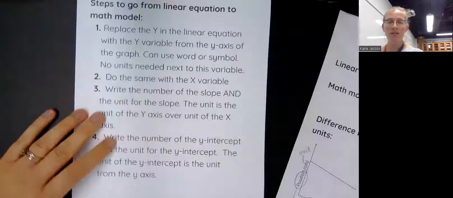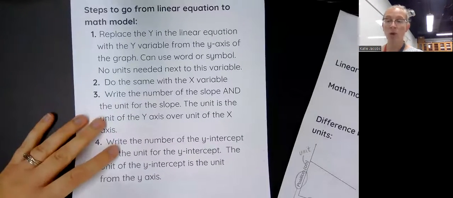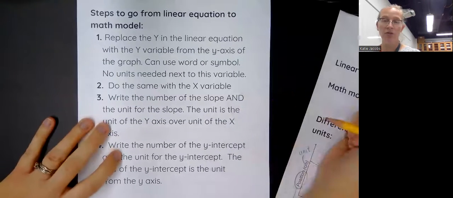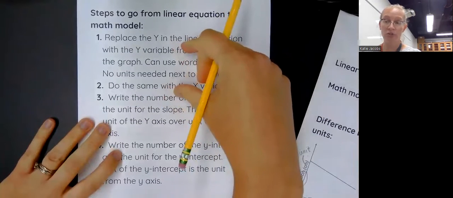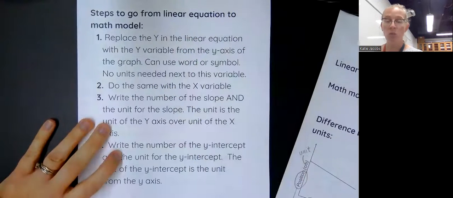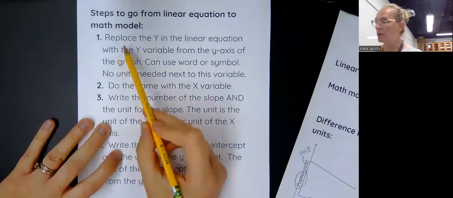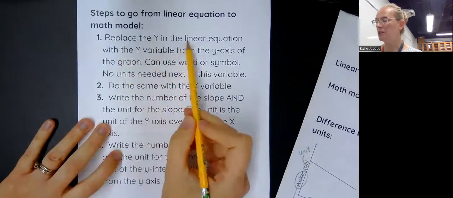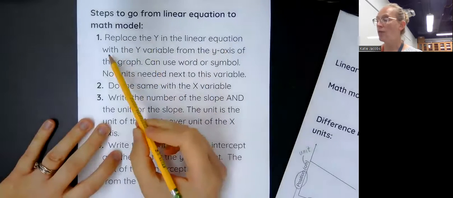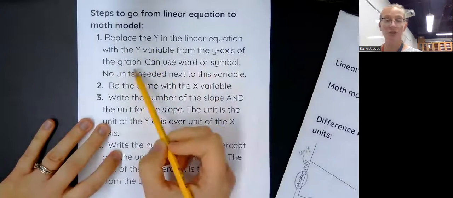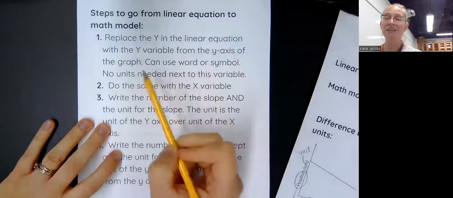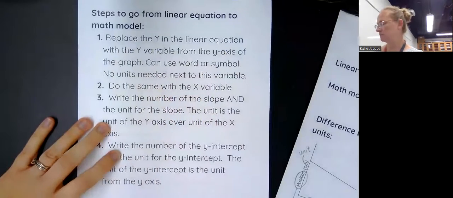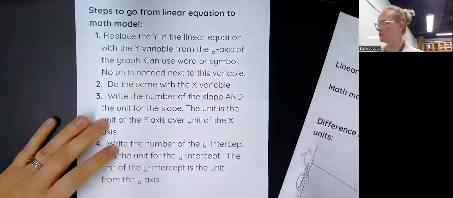Now, here are my steps for writing a math model from the linear equation. I'm going to tackle steps 1 and 2 first and show you an example. Steps 1 and 2: I'm going to replace the y in the linear equation with the y variable from the y-axis of the graph. I can use the word or the symbol. I do not need units in this case. Okay, let me show you my example.